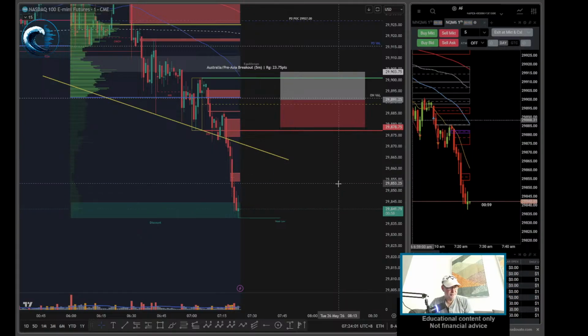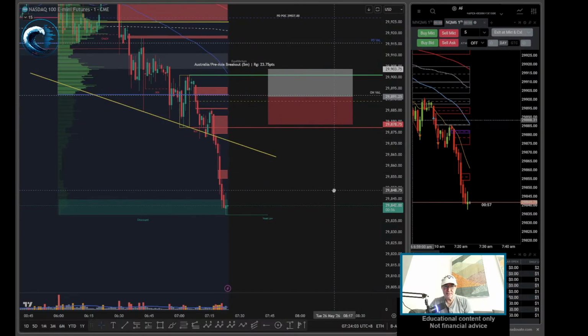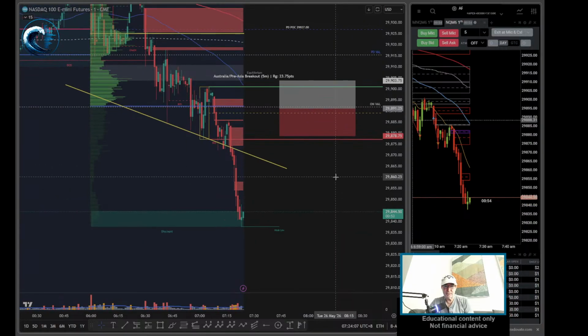Where are all yesterday's buyers? Let's gone to bed early, I think. Alright, well this is the first green candle.